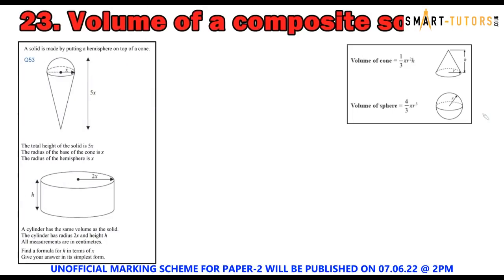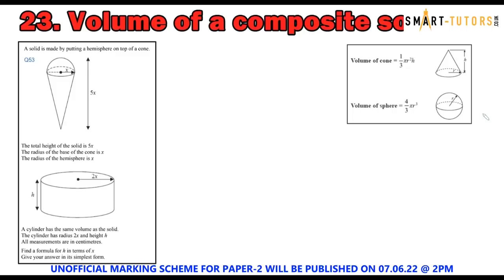Topic number 23, volume of a composite shape. Volume of a composite shape means they can often combine a hemisphere with a cone, or there may be other two objects combined together to form a solid. Make sure that you apply the formula correctly, use the calculator, substitute and find out the answer. Here we choose one example: a solid is made by putting a hemisphere on the top of a cone. The total height of the solid is 5x and the radius of the base of the cone is x. The radius of the hemisphere is also x.